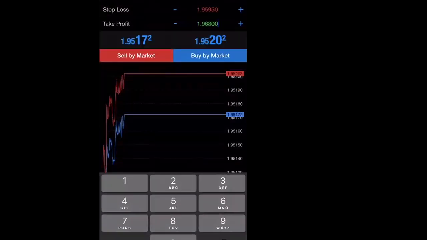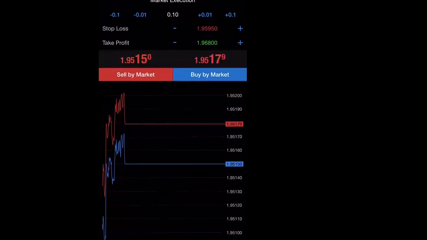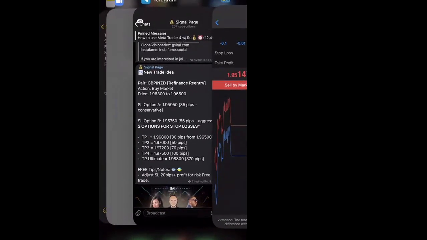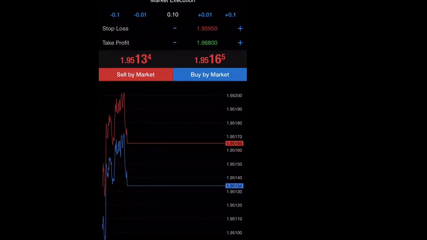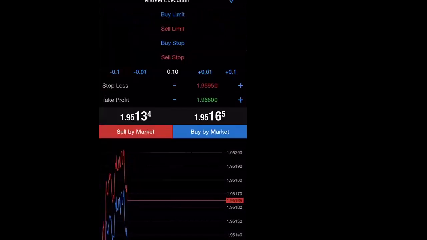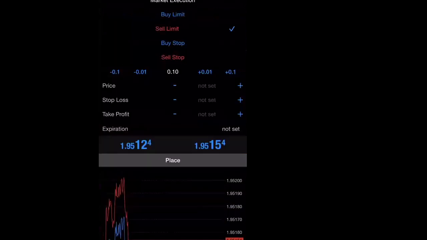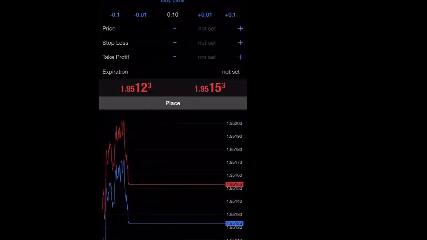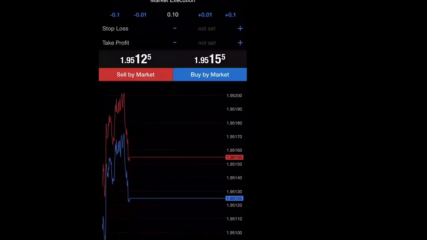to enter a trade, right? And if you look at my screen, it says market execution. That just means I want to enter the trade right now, right? So if the action says buy market, you enter right now, market execution. If it says sell limit, you'd go ahead and click on where it says market execution, and you click on sell limit. If the trade says buy limit, you'll click on where it says buy limit, and you'll go with buy limit, right? So for this trade right here, we're going with market execution, right?